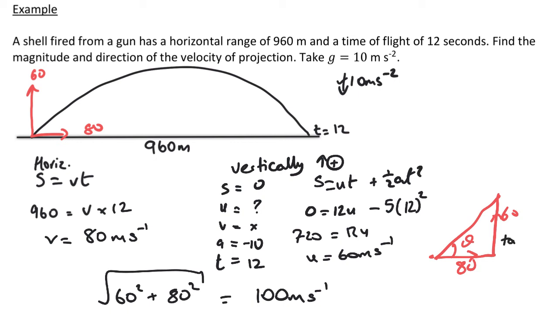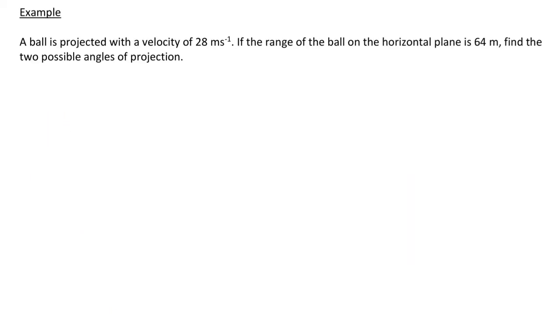So tan theta equals 60 over 80. So then theta is going to be 36.9 degrees. So the shell was fired with a velocity of 100 meters per second at an angle of 36.9 degrees to the horizontal. In our next example, a ball is projected with a velocity of 28 meters per second. If the range of the ball is 64, find the two possible angles of projection.